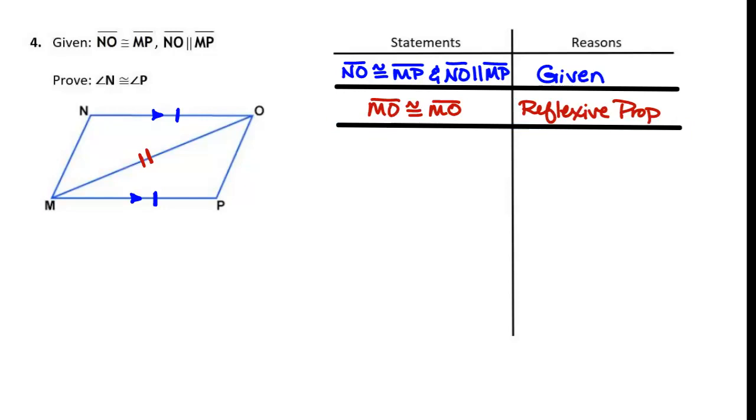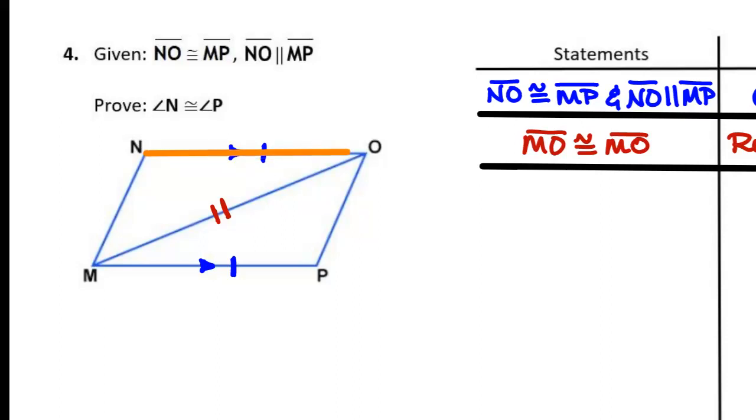They told me about parallel lines. What shape do I want to make when they tell me about parallel lines? A Z. So I'm going to go on top of my parallel line NO, on top of my parallel line MP. Can I connect those in a Z shape? By tracing over what else? MO.